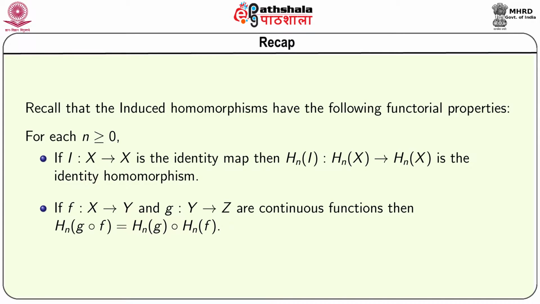For each n greater than or equal to 0, if I is the identity map, then Hn I from Hn X to Hn X is the identity homomorphism, and if f and g are two continuous functions, then Hn of g composed f is equal to Hn g composed Hn f.